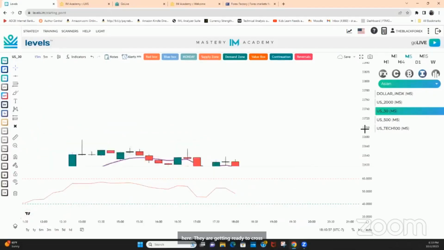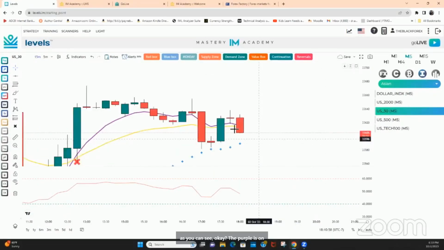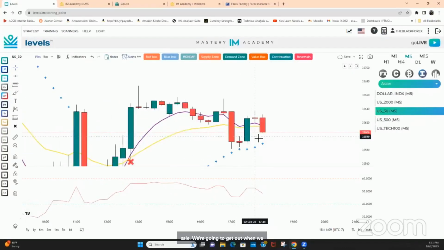Now look at these lines right here. They are getting ready to cross, as you can see. The purple is on top and the yellow is on the bottom. If this crosses, then we're going to be looking to get in this trade for a sell. We're going to get out when we see a plus. Now, right now, is the market buying or selling?